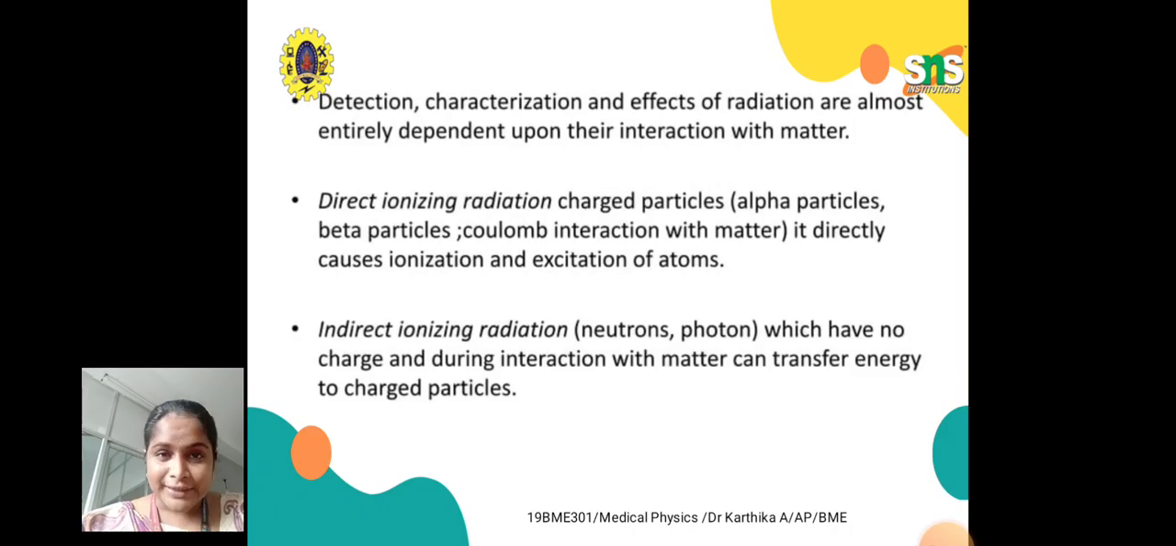In this detection, the characterization and effects of radiation are almost entirely dependent upon their interaction with matter. In direct ionization, charged particles, alpha and beta, through Coulomb interaction with matter, directly cause ionization and excitation of atoms. In indirect ionizing radiation, neutrons and photons, which have no charge, can transfer energy to charged particles during interaction with matter.